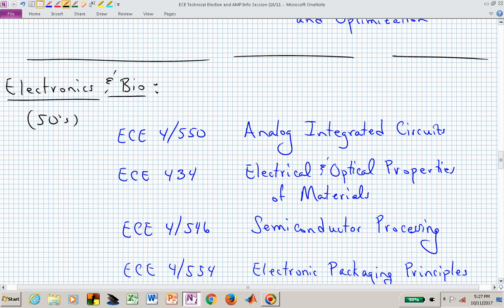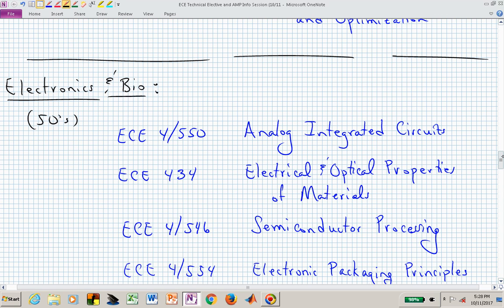Then the 434, and this one I'm not sure, but I'm hoping it's available. But again, I can't predict into the future. But if you're interested in how semiconductor devices work, what are their electrical and optical properties? So that's sort of a follow-on to like a 352 class. This would be 434, and that's both electrical and optical properties of material.